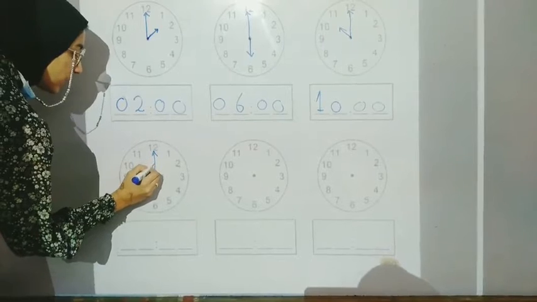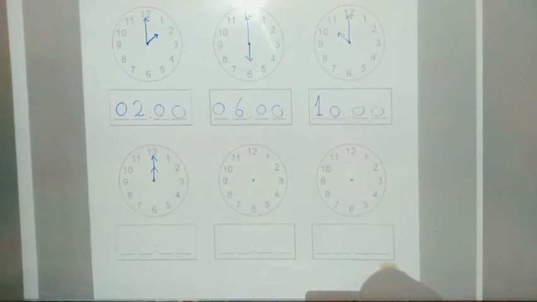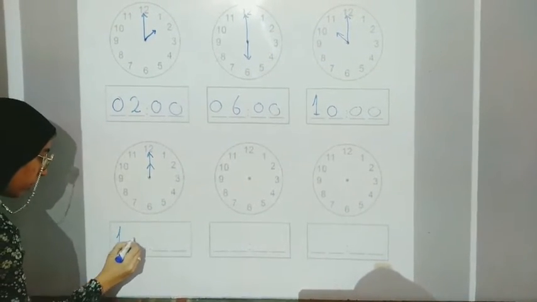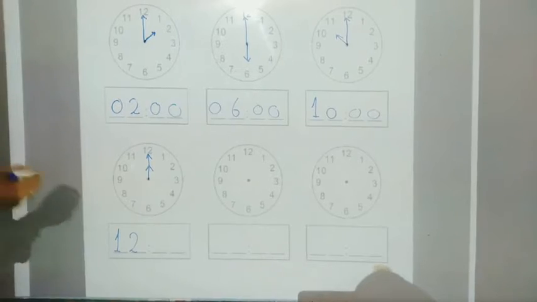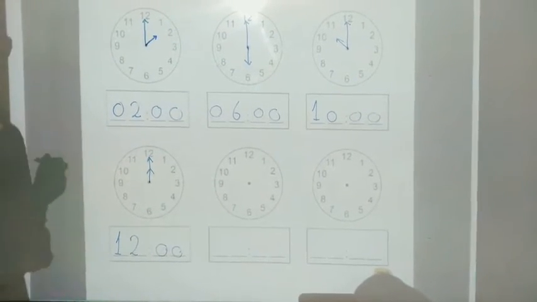The long hand and the short hand point to 12, so it means it is 12 o'clock. How can I write 12 o'clock? First, I write 12 in the hour place, and in the middle place, I write 0 and 0. Next one. Here.